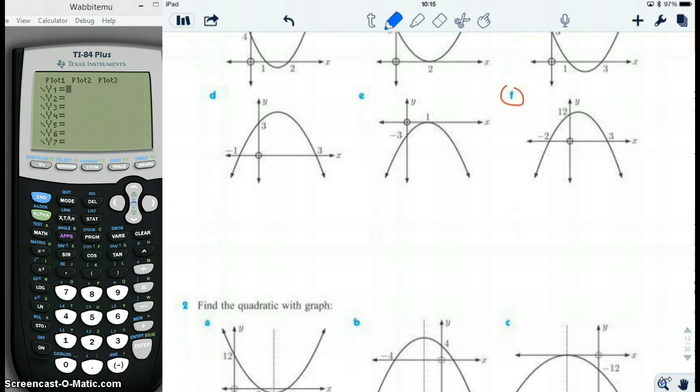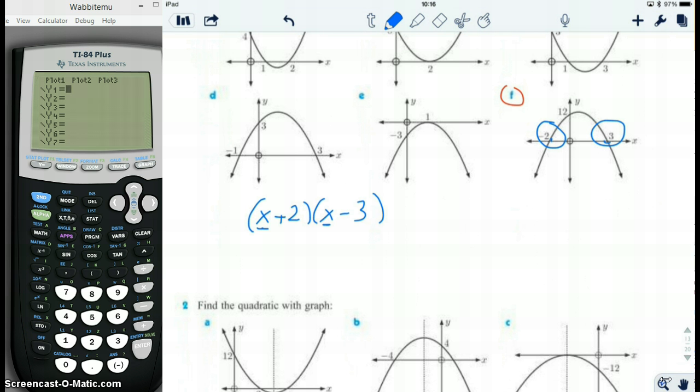In this case, since we don't have the vertex, probably factorized form would be good because they give us the x-intercepts. So there's an x-intercept here and there's an x-intercept here. So the x-intercepts are -2 and 3. So we already know that it's going to look kind of like this, right? Because this would be the binomial that would become 0 when you put in 3, and this would be the binomial that would become 0 when you put in -2.